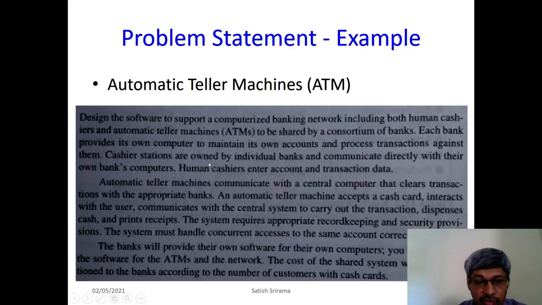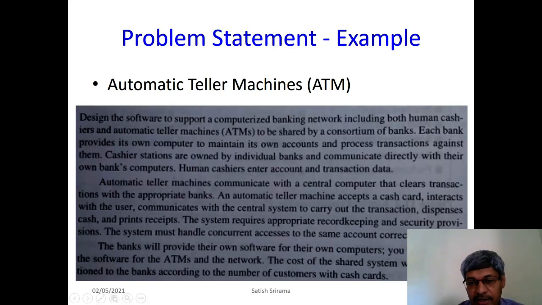Each bank provides its own computer to maintain its own accounts and process transactions against them. That means these are the systems you are interacting with. Cashier stations are owned by individual banks and communicate directly with their own bank computers. So these cashier stations are coming in between. Human cashiers enter account and transaction data. So these are still there in the system, taking care of that.